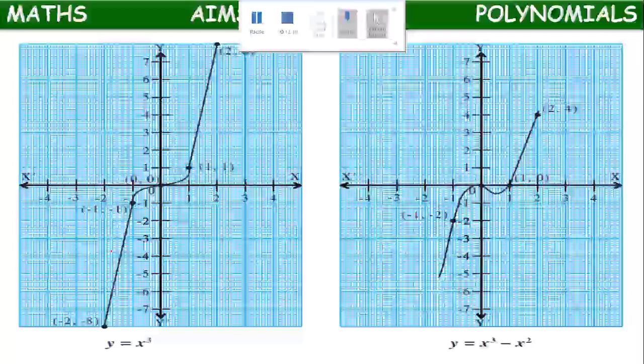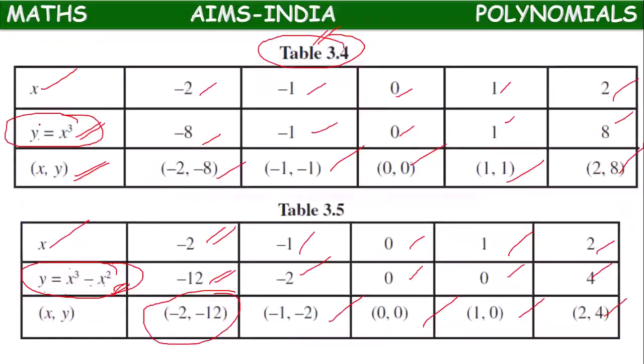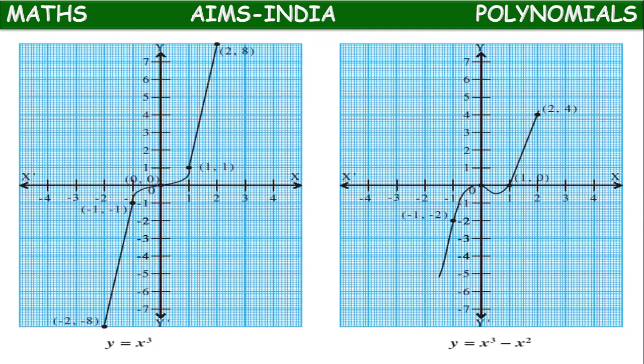Now, if we draw the graph of y equals x cube based upon these 5 points, how is the graph? It is touching the x-axis at only one point, whose x-coordinate is 0. So the zero of this polynomial is only one, which is 0.